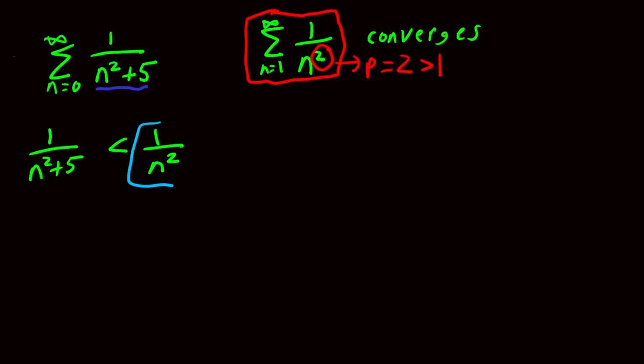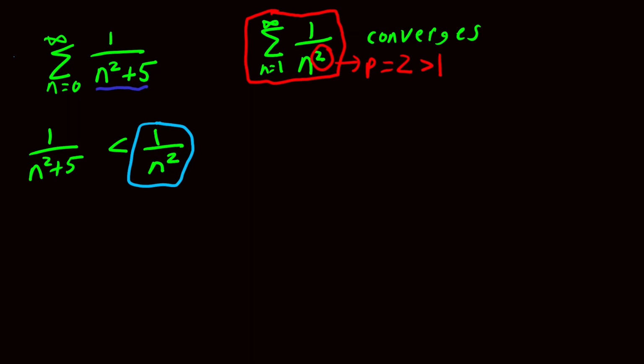We know 1 over n squared converges. Since 1 over n squared plus 5 is less than that, it also converges. So, if anything is less than a converging series, it also converges. Now, if anything is bigger than a diverging series, it diverges. But here's the nuance. If something is less than a divergent series, we don't know what it does. And if something is more than a convergent series, we don't know what it does. You have to have those two endpoints.